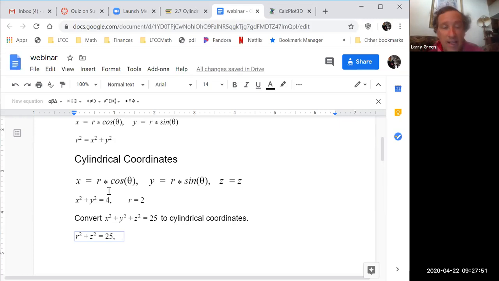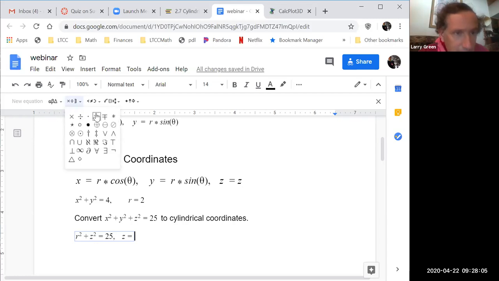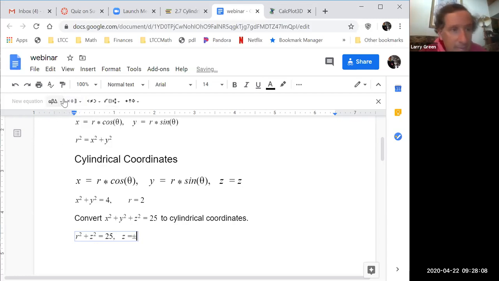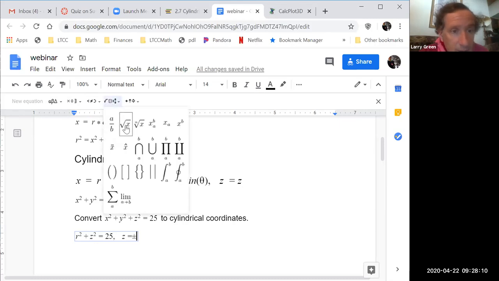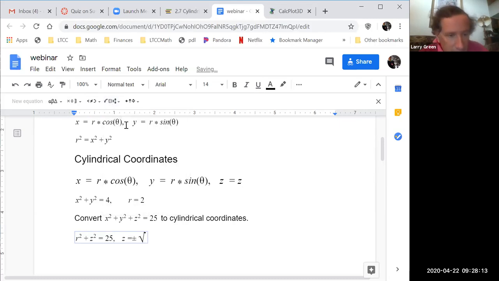Okay, now technically what you usually do with cylindrical coordinates is you want to solve for z. You want to write z as a function of r and theta. In this case, it'll just be r. So we can say z is equal to plus or minus the square root of 25 minus r squared. That's just doing the algebra. Any questions at all on this converting?